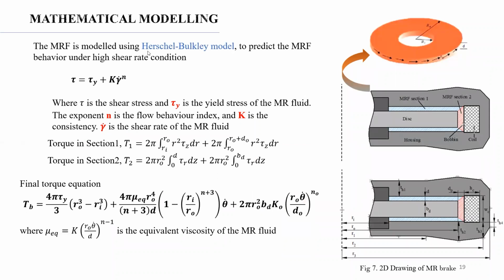So this is how we have used this Bingham model. I have already told that this is a non-Newtonian fluid, and this equation we have used, and we have modeled this mathematically using the Herschel-Bulkley model to predict the MRF behavior under high shear rate condition, that is non-linear behavior. And then this section 1, section 2, section 3, based on that we have calculated the total torque, and we have added the torque. That is, these 3 components are added for section 1, section 2, and section 3.